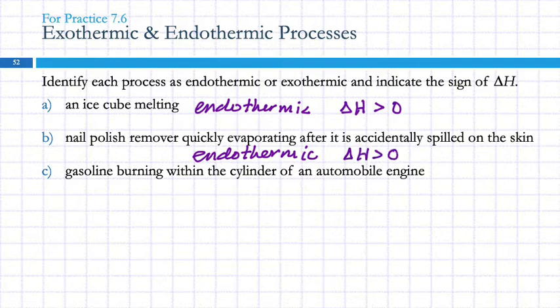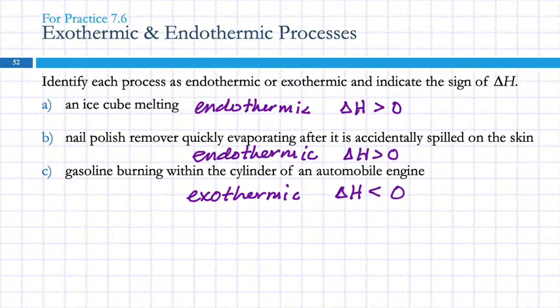Gasoline burning within the cylinder of an automobile engine. Exothermic. I think we all know that the engine of a gas-powered car gets hot, right? Why does it get hot? Because the combustion releases energy, right? If you touch it, do you feel cold or hot? If you feel hot, then it's exothermic. So here, delta H is negative because the energy is leaving the system. Okay?